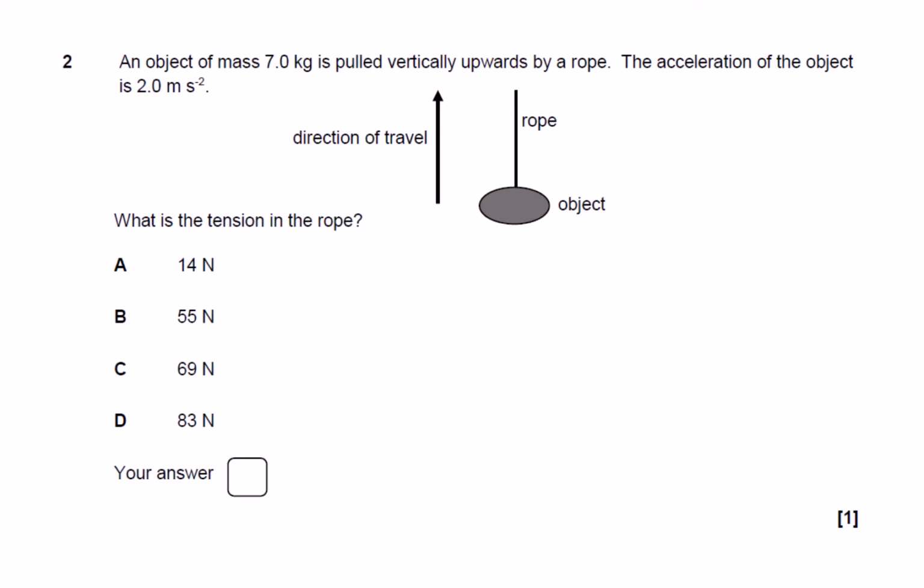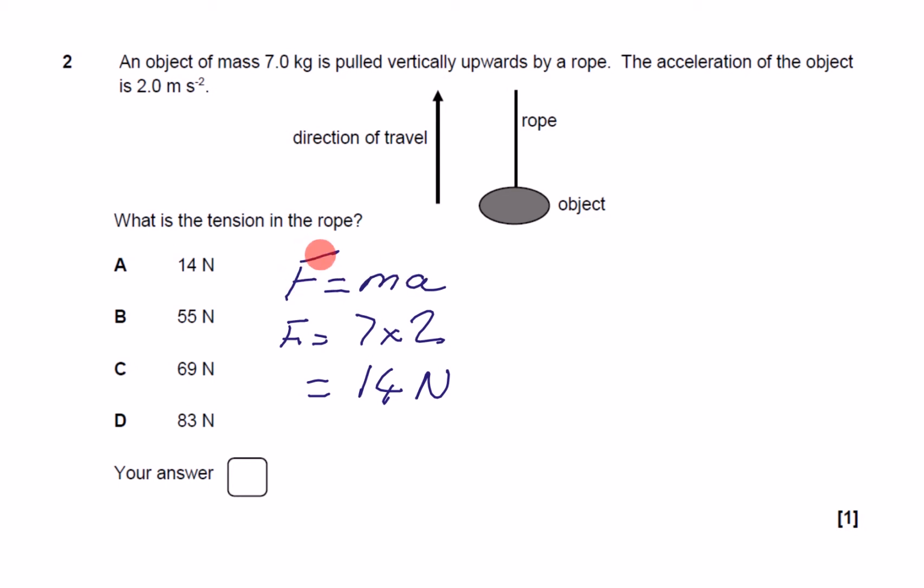So, first thing we need to do is work out what's going on. Well, if we've got a mass that's being accelerated, then the force will equal the mass multiplied by the acceleration. I can put some numbers into that, so I can say my force is equal to my mass of 7 kilograms multiplied by my acceleration of 2 meters per second squared, and that will give me a force of 14 newtons.